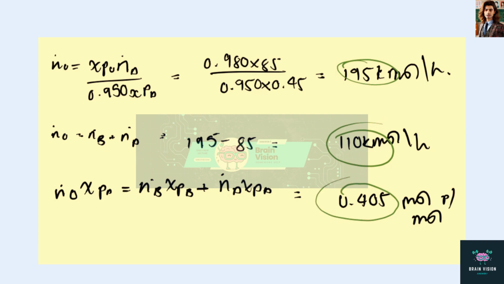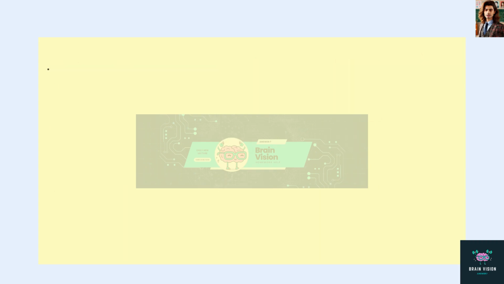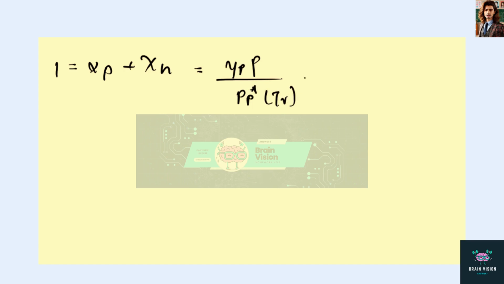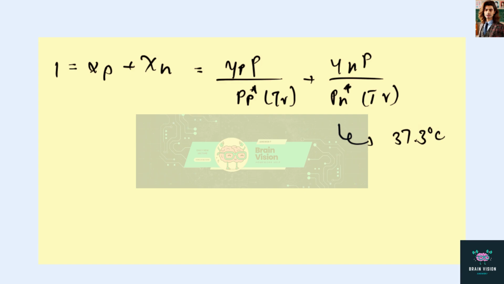Moving on to the second part now, we're solving for temperature. Our equation: 1 equals xp add xh, which we can rearrange because it is also equal to ypp divided by pp star tv, add yhp over ph star tv. So we rearrange for temperature, and we find the temperature is 37.3 degrees Celsius.